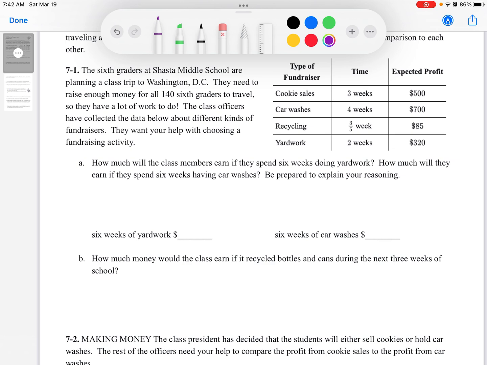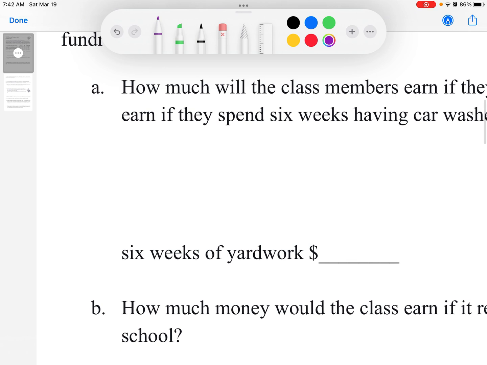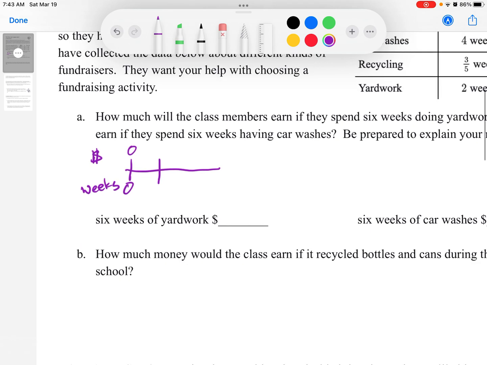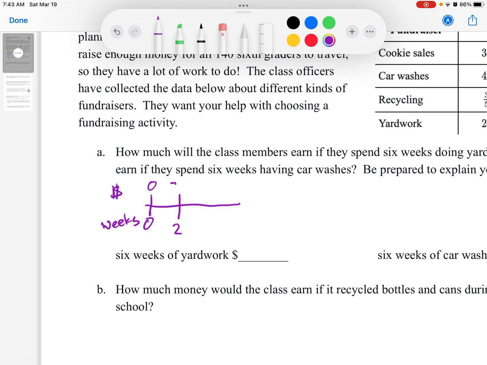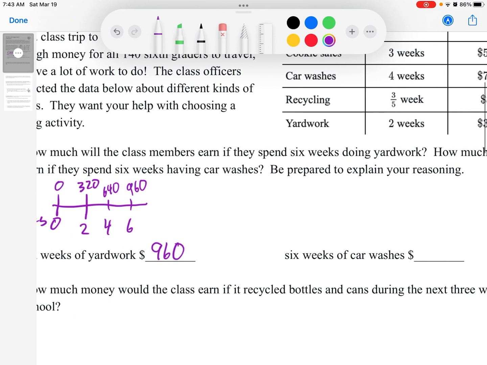So if it's 2 weeks for $320, we could actually build just a generic rectangle, right? We are not a generic rectangle. I'm sorry, a double number line. So let's go back. Yard work was 2 weeks, $320. I could just bump this up to 4 and bump this up to 6. So that's $640, and bump that up to get to $960. So that's $960 for 6 weeks of yard work.